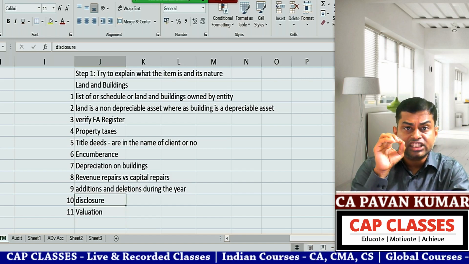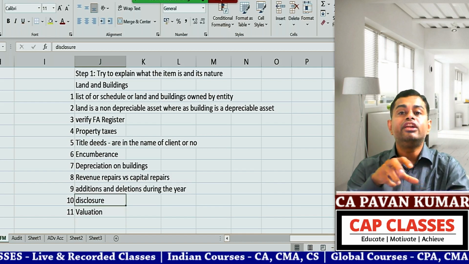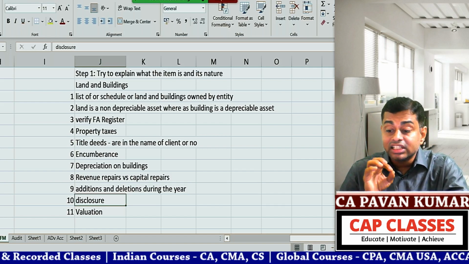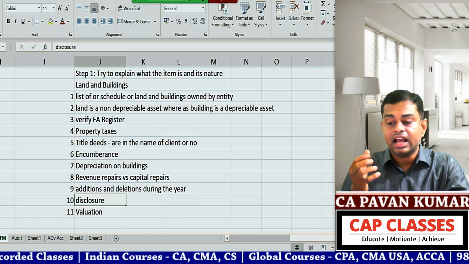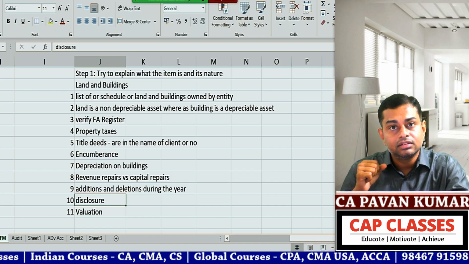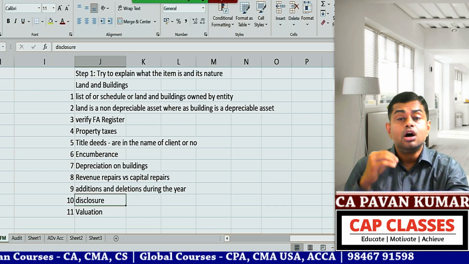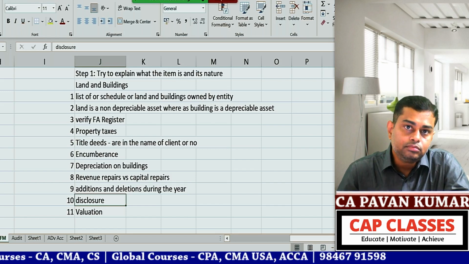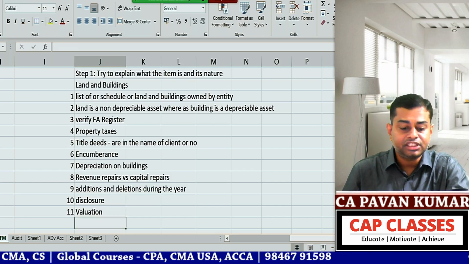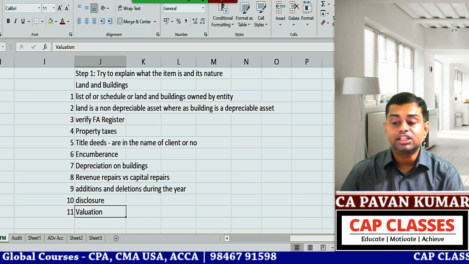First point, explain the nature of the item, definition or meaning. For example, how do you verify intangible asset? First, you'll write the intangible asset definition. Intangible assets are the assets without physical substance. Intangible assets are governed by Accounting Standard 26. So like that, first you'll write the meaning of intangible asset. Intangible assets are non-monetary assets without physical substance. So last one will be disclosure. First one will be explain the nature of the item.